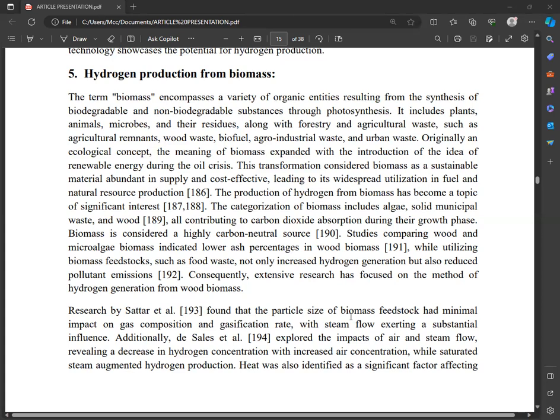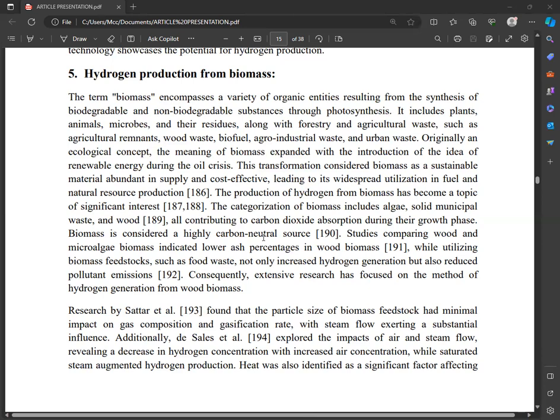Originally, the meaning of biomass expanded with the introduction of the idea of renewable energy during the oil crisis. Because of this transformation, biomass is regarded as a sustainable material, abundant in supply and cost effective, leading to its widespread utilization in fuel and natural resource production of hydrogen. The production of hydrogen from biomass has become a topic of significant interest since the 20th century.